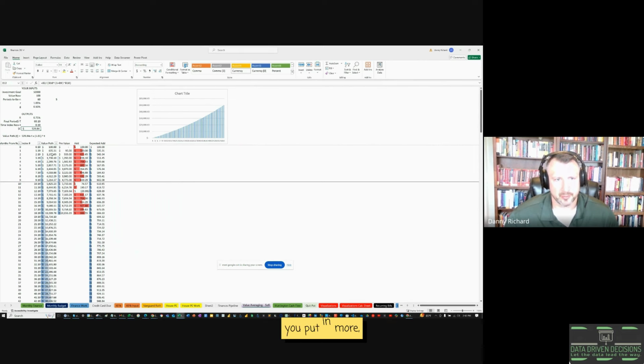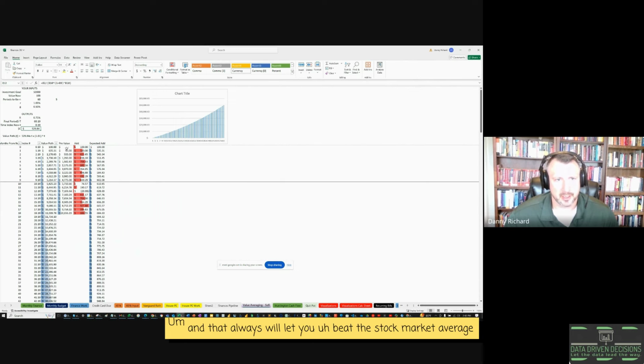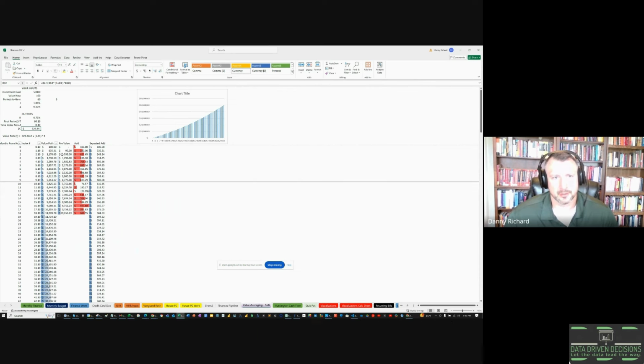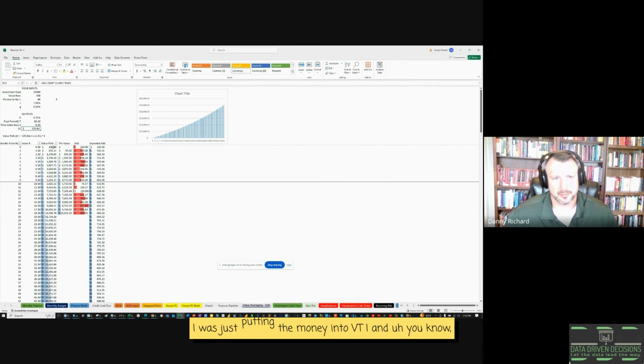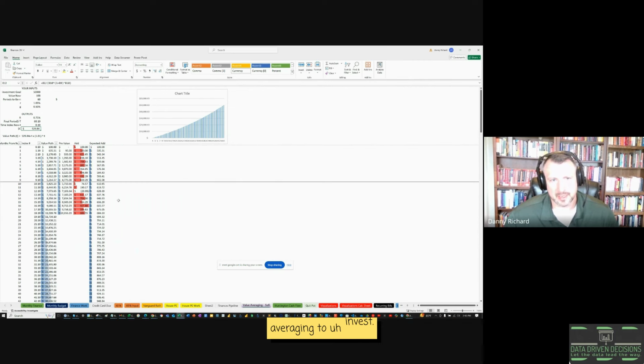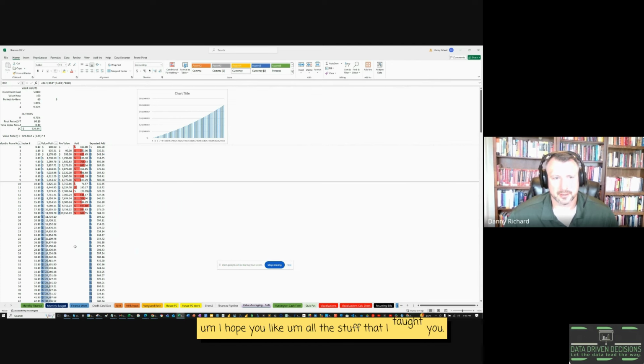If it's a bad month, you put in more. If it's a good month, you put in less. That will always let you beat the stock market average, because you're buying low and selling high, or buying less high, and that will always give you a return above market. So I was just putting the money into VTI, keeping the portfolio simple, but using value averaging to invest. I hope you like all this stuff that I taught you.